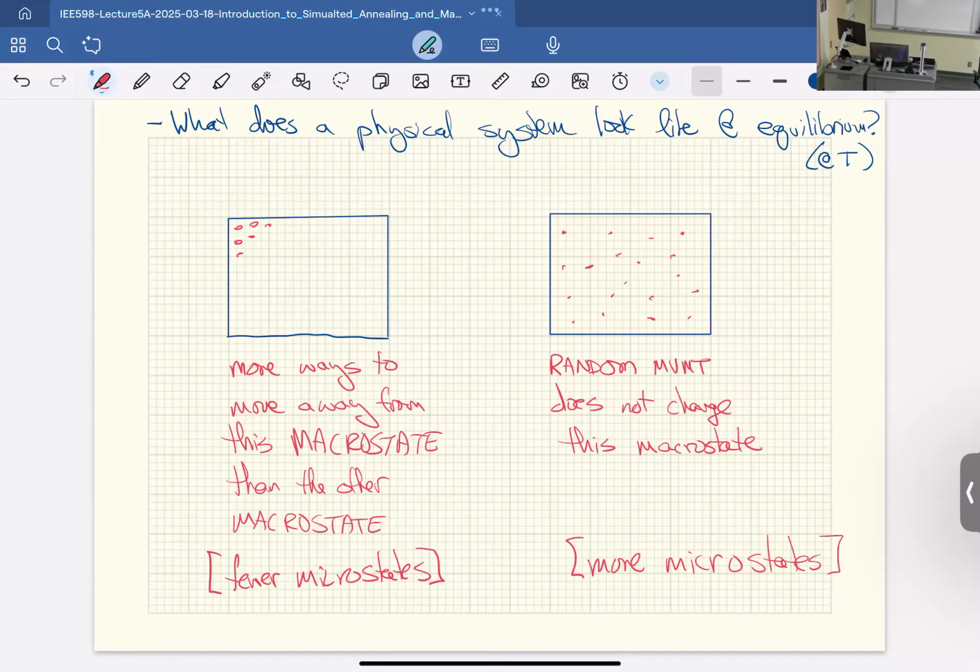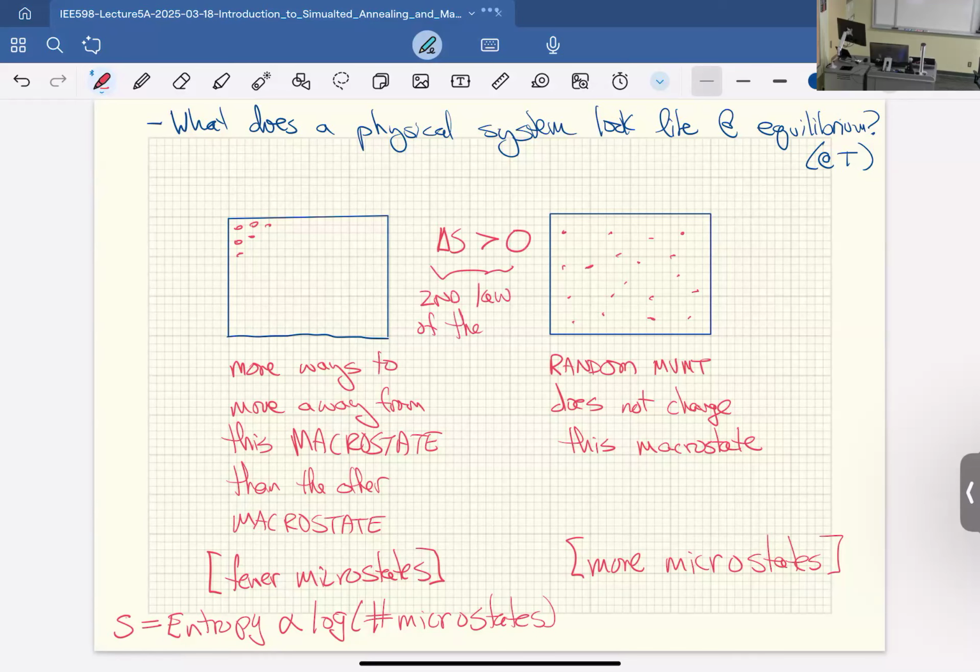So basically the entropy is equal to log number of microstates, and we're going to call entropy, and I'll say it's proportional to, and we're going to call entropy S. And delta S is greater than 0. So this is the second law of thermodynamics.